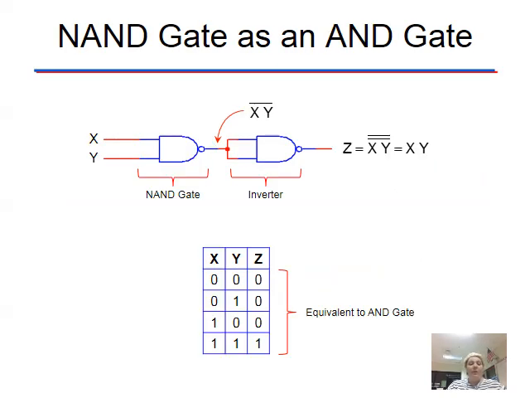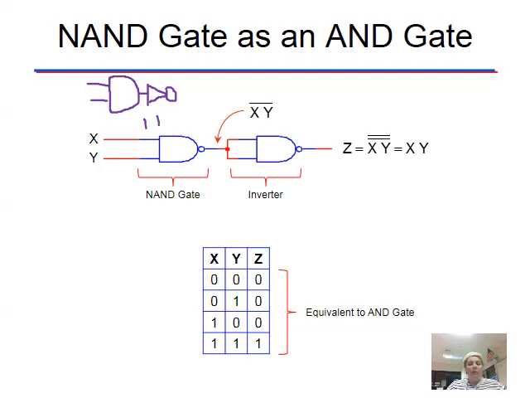Okay guys, so this one is very straightforward. How do you turn a NAND gate into an AND gate? Well, first we need to remember what I just told you, right? That a NAND gate is not AND, right? It's an inverted AND gate. So this is what your NAND gate is in terms of the inverter.